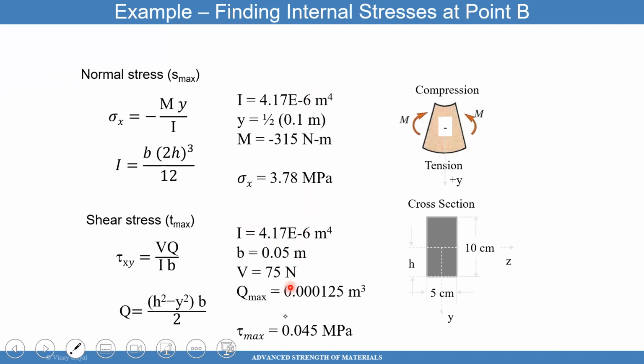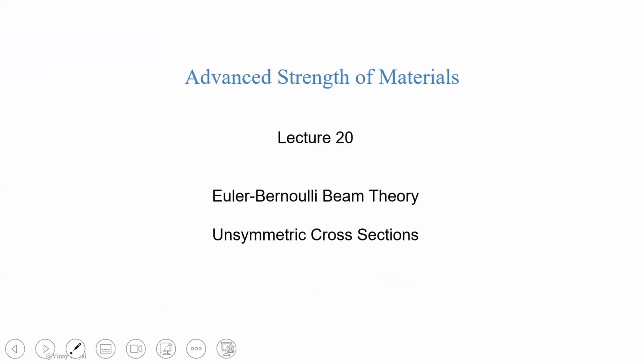That doesn't change. Q max is just h squared minus y squared divided by 2b. You can calculate it. That's going to happen right here at the neutral axis. Center is the wrong wording, by the way, it's the neutral axis. And then the max shear stress gives you 0.045 megapascals. So that's the solution for this particular problem. With that said, I'm going to move on to the next lecture.